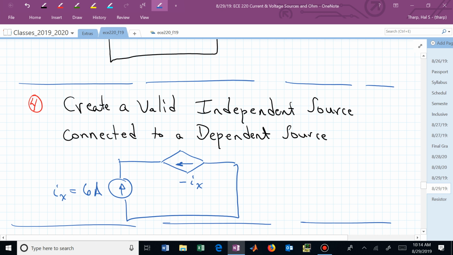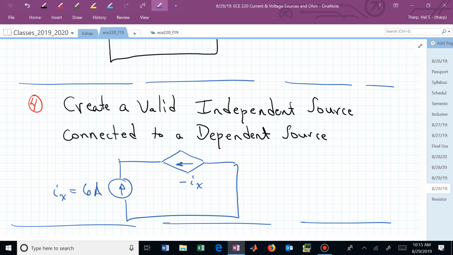If you have a negative somewhere and you don't like it, you could actually remove the negative and flip the polarities, right? So if we flip the arrow, it'll be I sub x, then I have 6 amps going from bottom to top and 6 amps going from left to right, and they're all compatible. So that's a valid interconnected circuit.